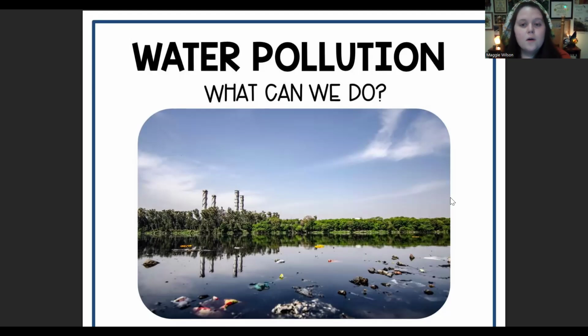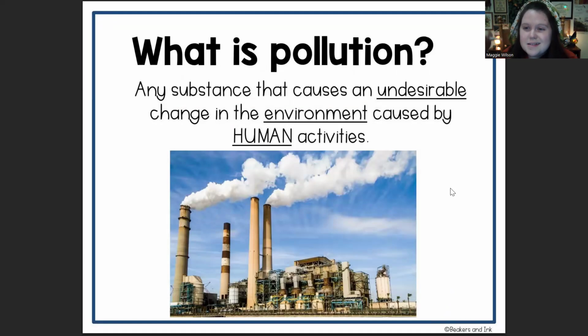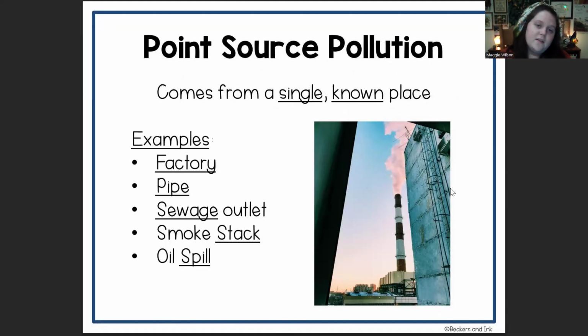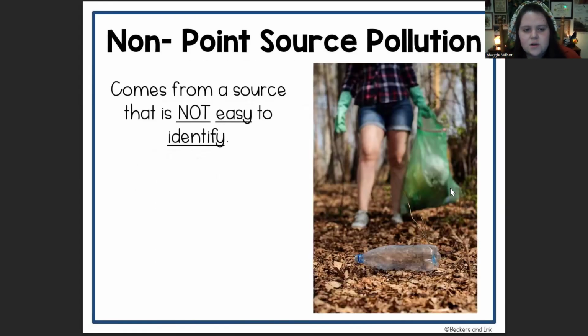Okay. So what's pollution? It's that undesirable change in the environment that's caused by people. Our junk getting into the ecosystem. If it's point source, we said in the other notes, it is going to be coming from one place. Here's some really good examples: a factory, a certain pipe, a certain sewage outlet, a single smokestack, or one oil spill is a really good example of point source.